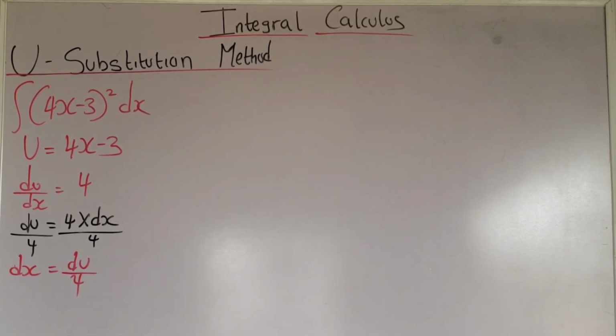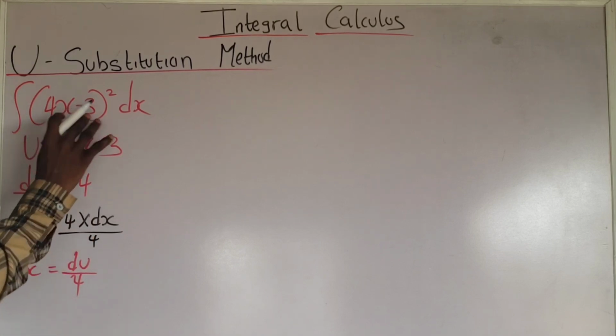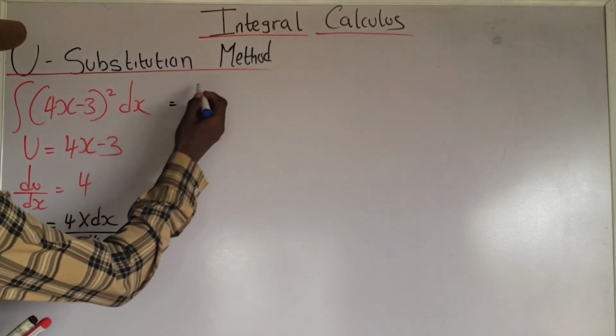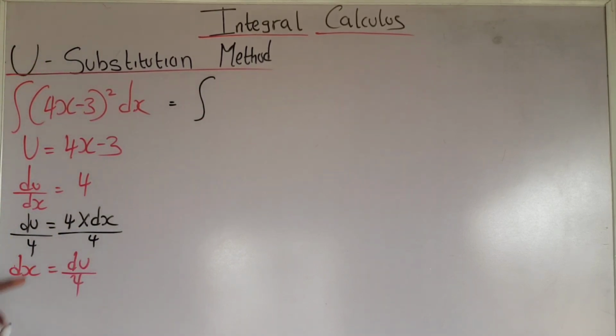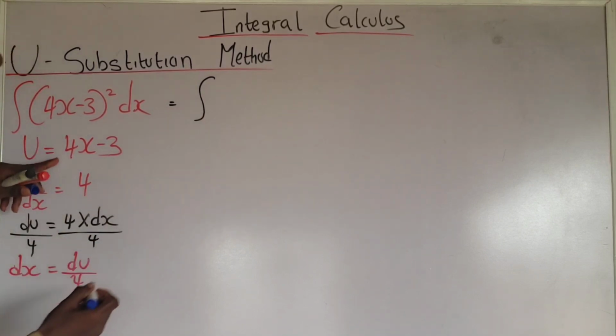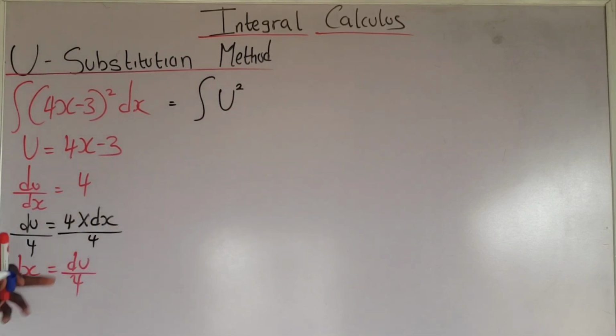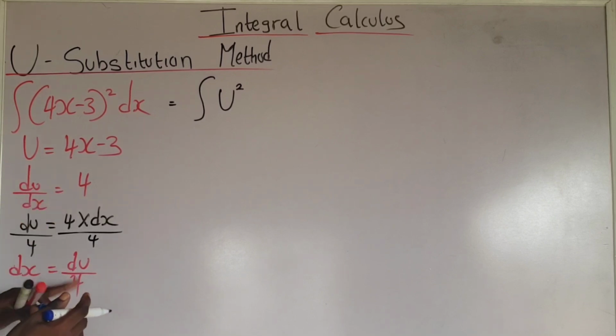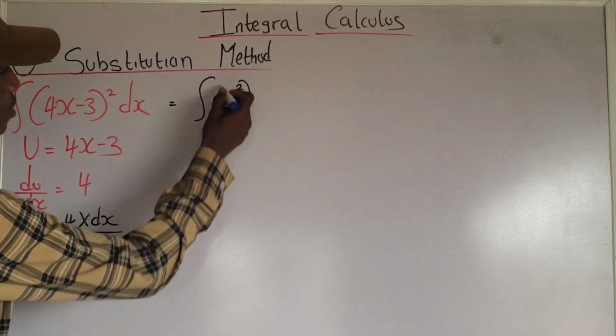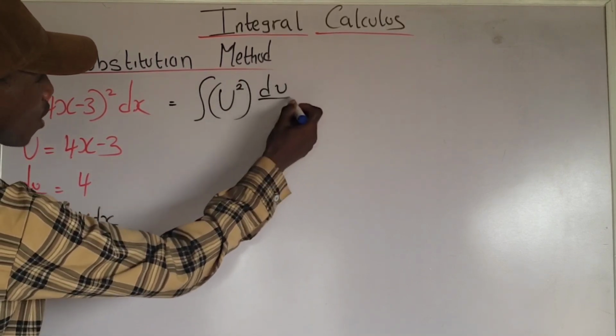Now, the next step is that I'm going to replace dx as du over 4 in this function. So in that case, the integration of (4x minus 3) squared dx becomes the integral of, now because u is 4x minus 3, I'm going to replace 4x minus 3 with u. Hence, I'm going to have u raised to the power of 2. Why? Because 4x minus 3 is raised to the power of 2. Okay, and dx equals du over 4. Yes, I'm going to have du all over 4.